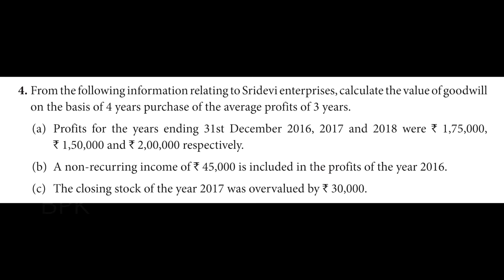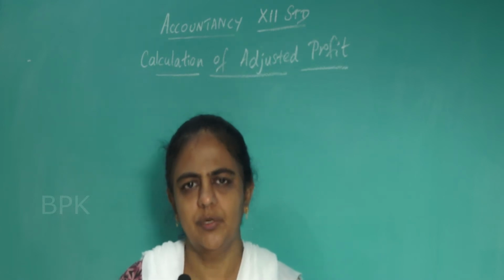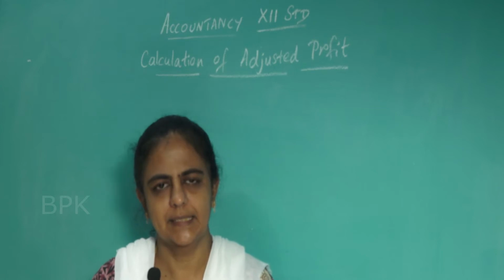I read the question. From the following information related to Sridevi Enterprises, calculate the value of goodwill on the basis of 4 years purchase of the average profits of 3 years. Profits for the years ending 31st December 2016, 2017 and 2018 were rupees 1,75,000, rupees 1,50,000 and rupees 2 lakh respectively. A non-recurring income of rupees 45,000 is included in the profits of the year 2016. The closing stock of the year 2017 was overvalued by rupees 30,000. So, 3 years' profit is given, as well as some adjustments. So, you have to do that and find out the adjusted profit first.